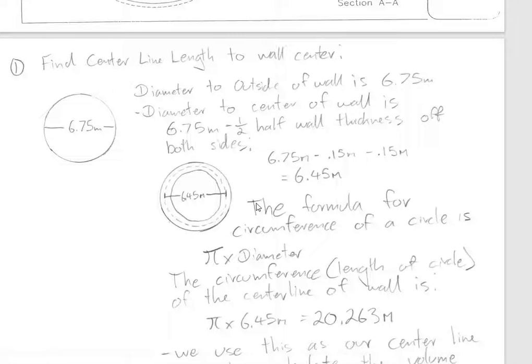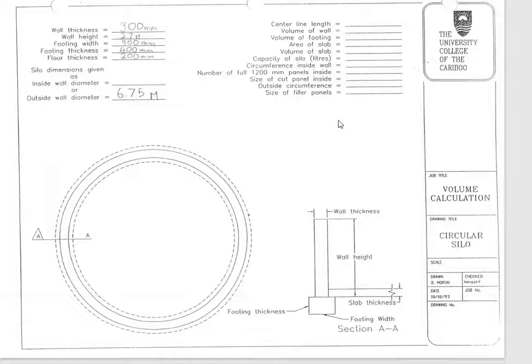Okay, now we use our formula. This is also a formula that should be second nature to you to find the circumference of a circle: pi times the diameter, or pi d. So we're going to take this length we just got, put that into our formula, and we're going to discover that the circumference of our center line, or what we can call our center line perimeter, is 20.263. So we've answered the first question on here.